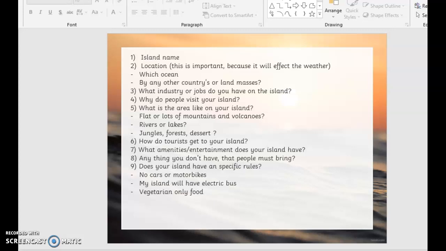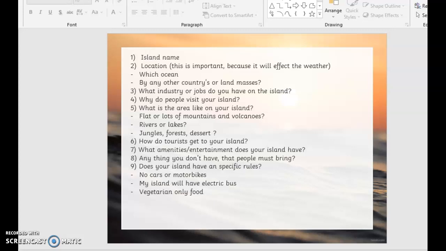Number 5, what is the area of your island like? Is it flat? Does it have mountains, volcanoes, rivers, jungles, deserts? What is it like? Number 6, how are tourists going to get there? We can get to Cham Island by boat, but if we want to go to Hawaii, we have to fly. So how are we going to get to your island?